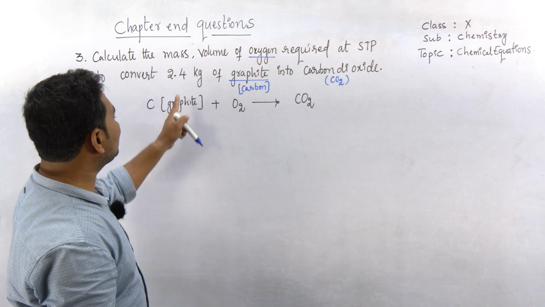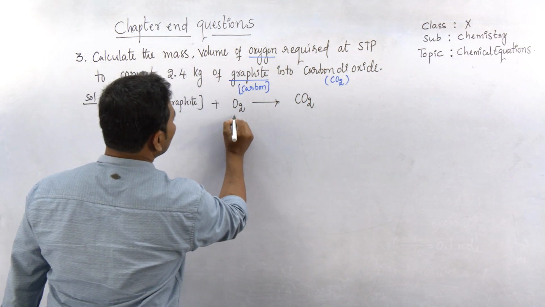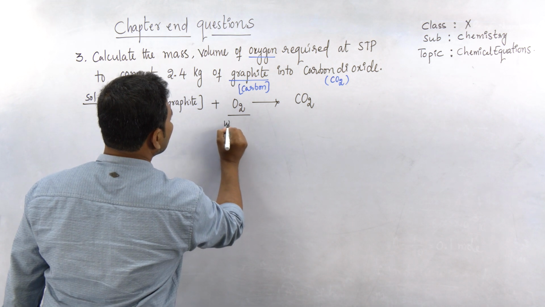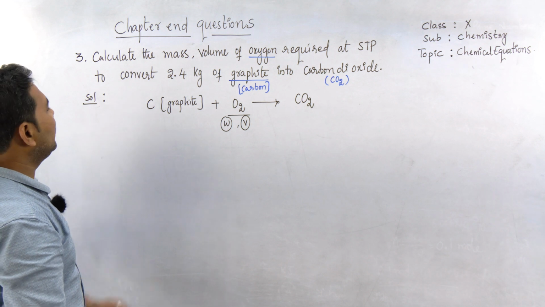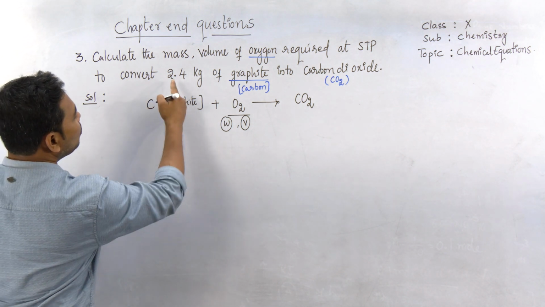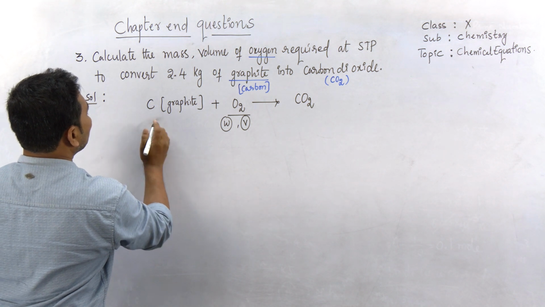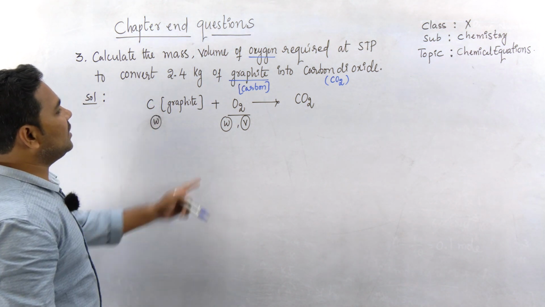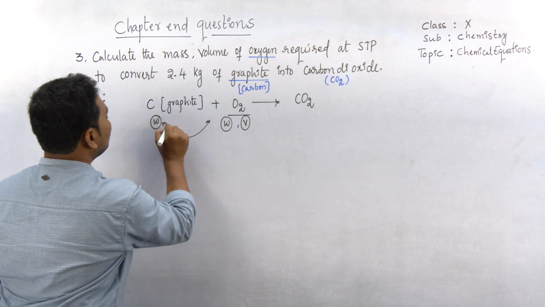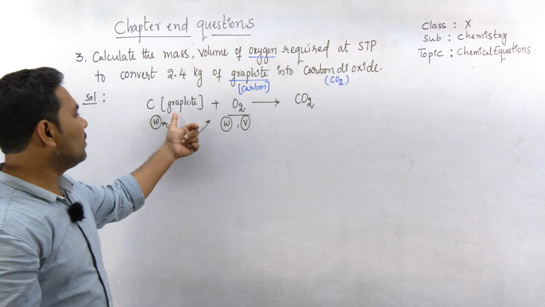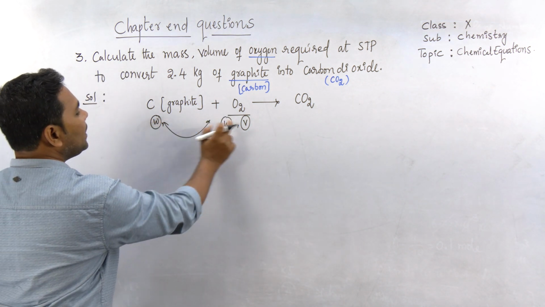Now, see the question, what quantities are asked generally? We are asked mass and volume of oxygen. So we need to find out the mass, like weight, and volume of oxygen required at STP to convert what is given, 2.4 grams of carbon, into carbon dioxide. Now, what relation is asked between these two substances, graphite and oxygen? Weight and weight relation, and weight and volume relation.